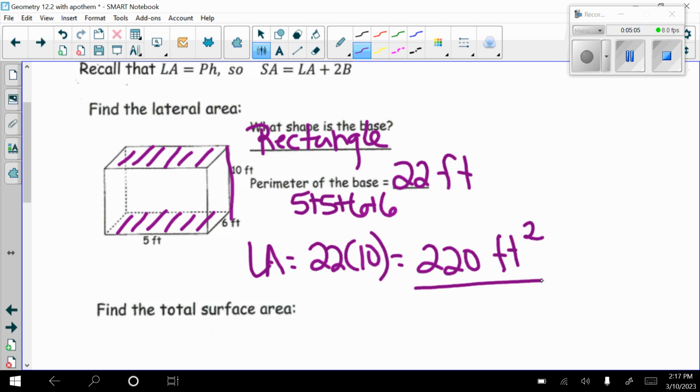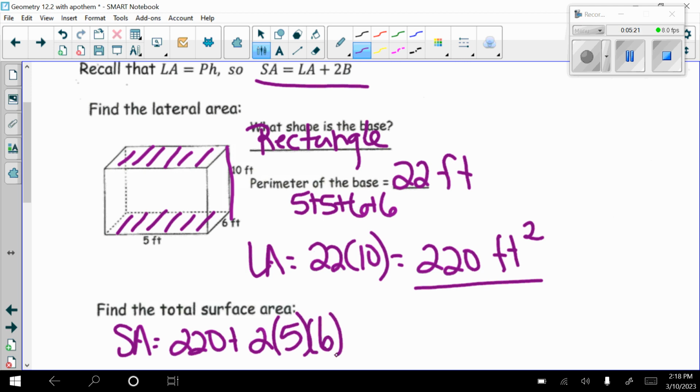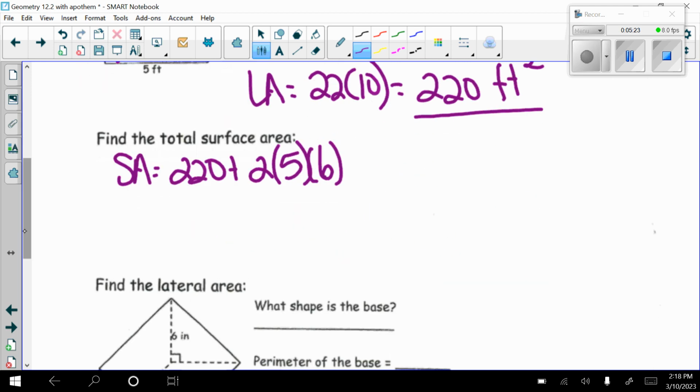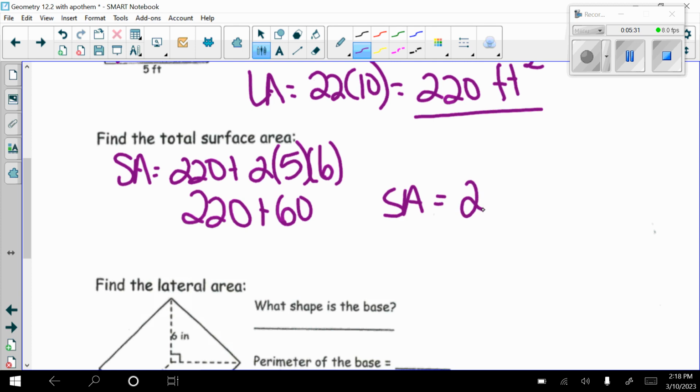So now we want the surface area. We're going to use this formula. It's the lateral area plus 2 times the area of the base. So my surface area is equal to 220 plus 2 times the area of my base. My base is a rectangle. To find the area of a rectangle, it's length times width, 5 times 6. Okay, so this is 220 plus 2 times 5 is 10, 10 times 6 is 60. So my surface area is 280 square feet.